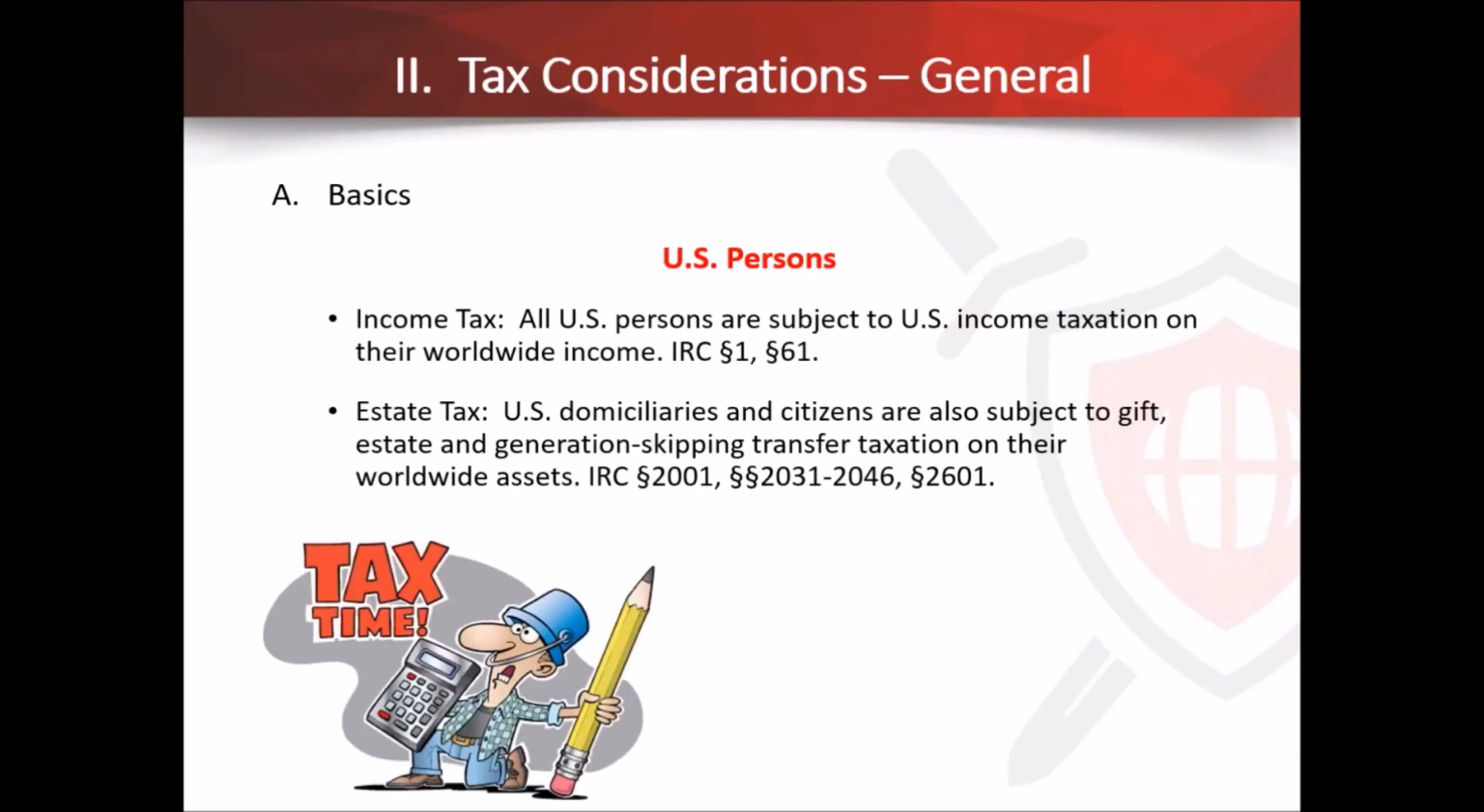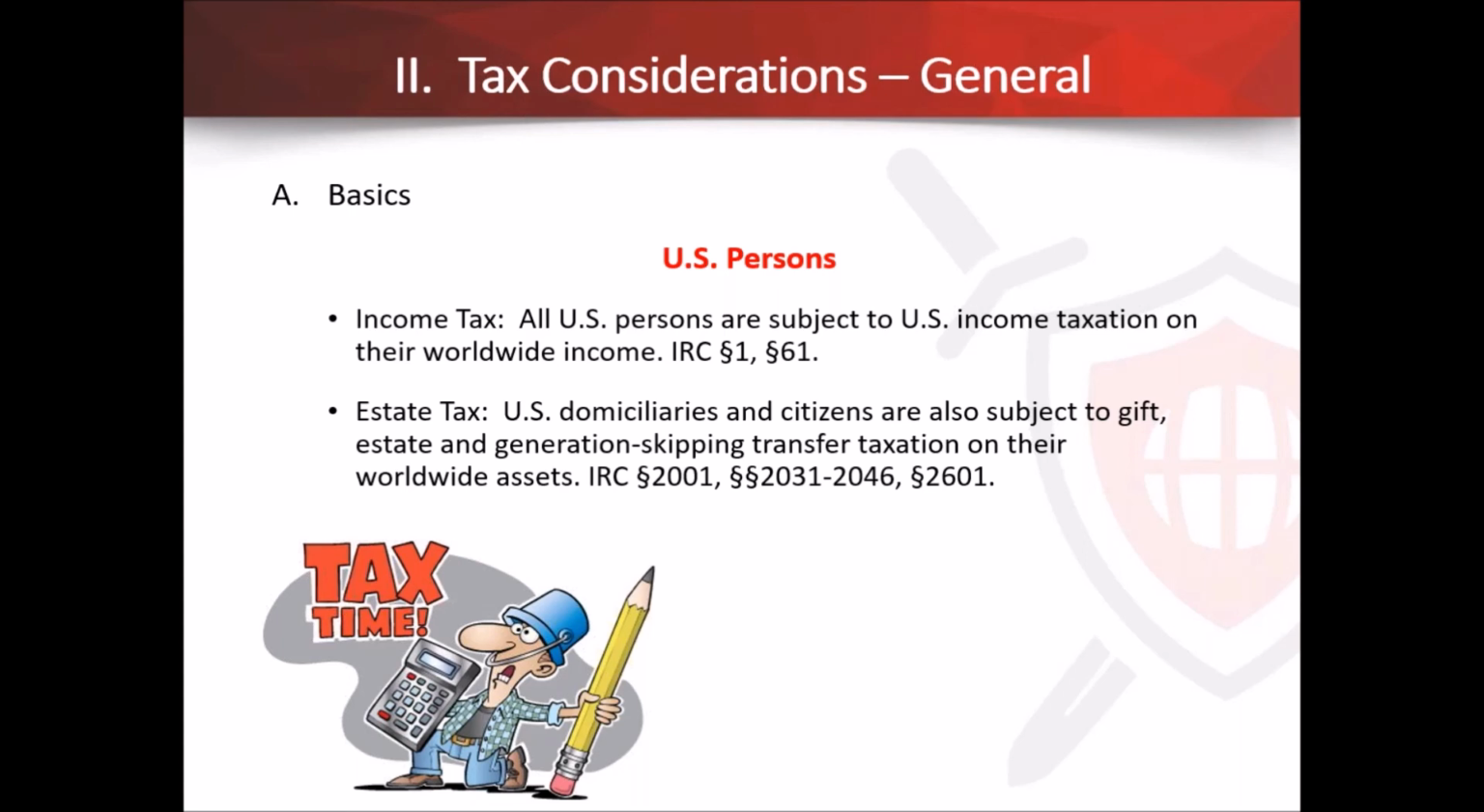Some basic rules. As we know, the U.S. income tax, which is Subtitle A, is enforced on all U.S. persons on their worldwide income. And who are U.S. persons? U.S. persons are those who are citizens or those who are U.S. residents, usually with like a green card, for income taxes.